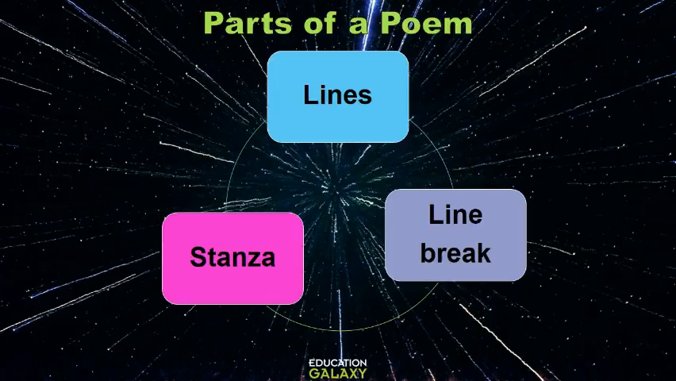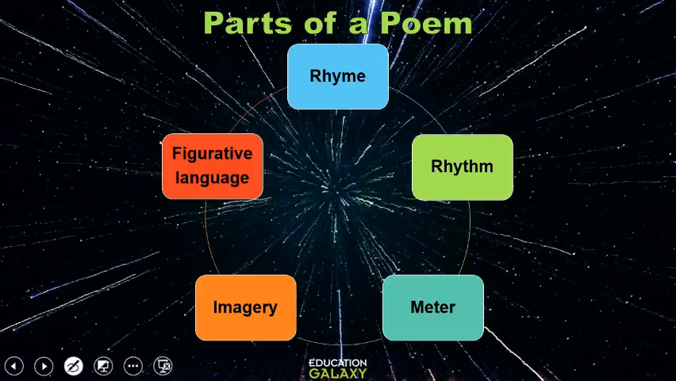These are the things you see on the page when you read a poem. A poem does not have sentences. A poem has lines. Sometimes the line ends in the middle of a thought. It is called a line break, and the groups of lines are called stanzas. You do not call groups of lines paragraphs like you would in a story.